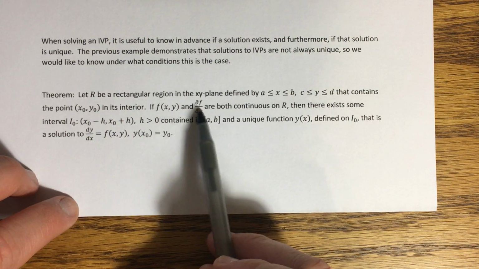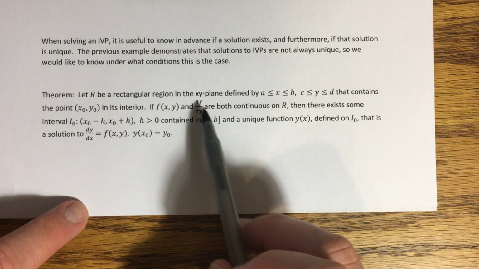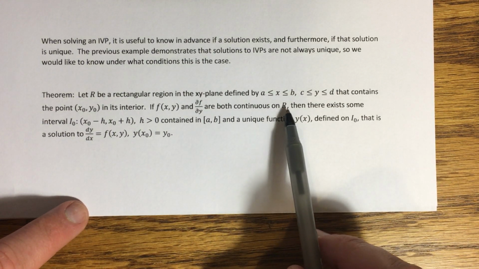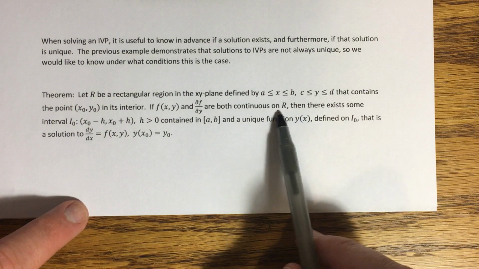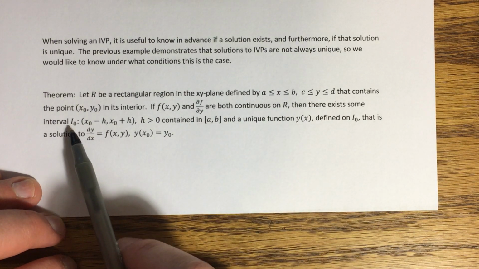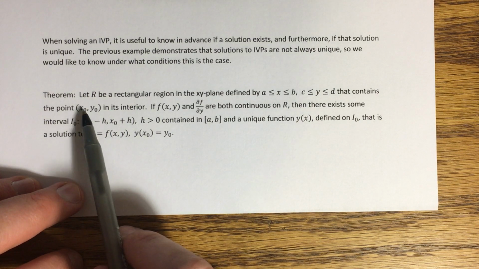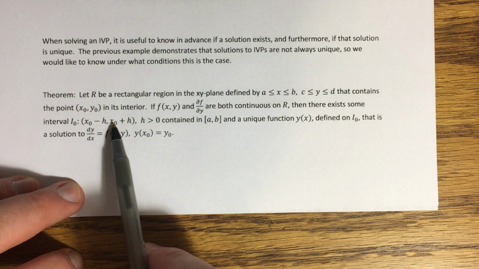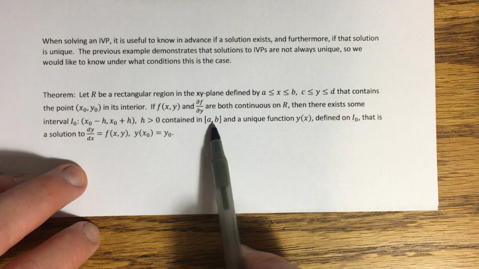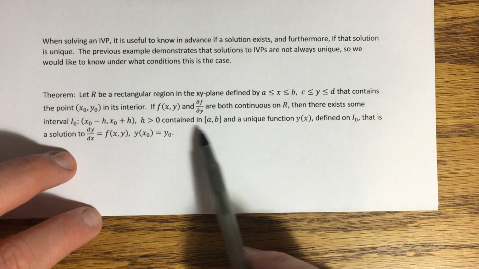Now there's two functions that we're going to look at here, two multivariable functions, f of x, y, and the partial of f with respect to y. If both of these functions are continuous on that rectangular region R, then this is the consequence of those conditions. There would exist some interval that I'm going to call I naught. This interval is centered at this x naught right here: x naught minus h, x naught plus h, where h is some positive number. And this interval will be contained in the closed interval AB. Remember, AB, that closed interval, is basically defining the width of this rectangle R here.